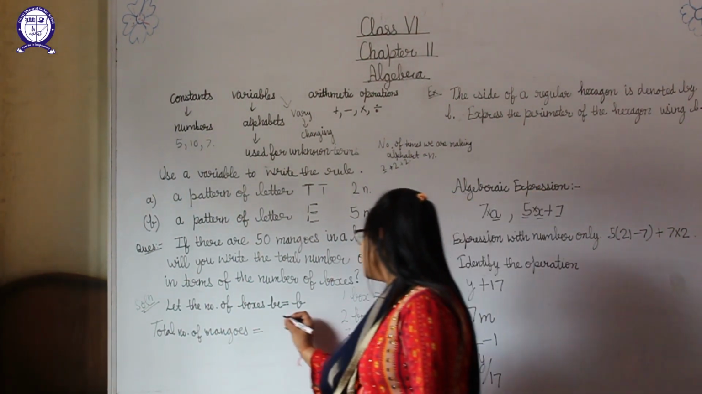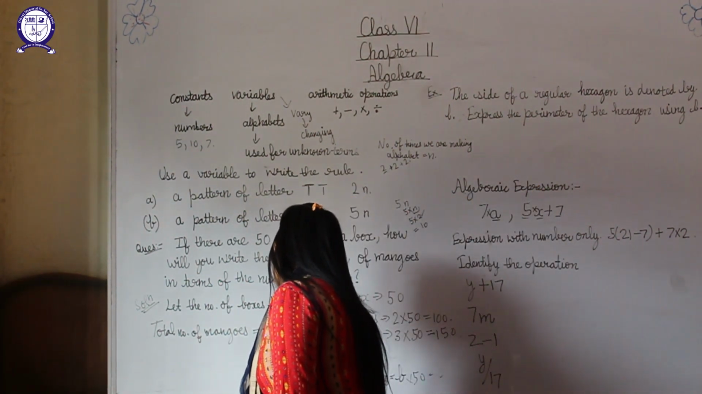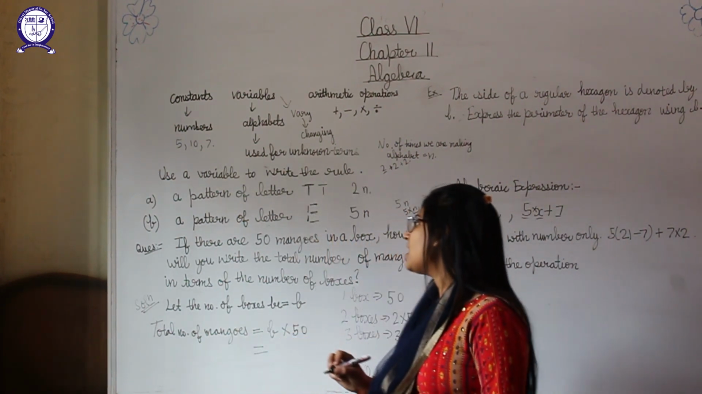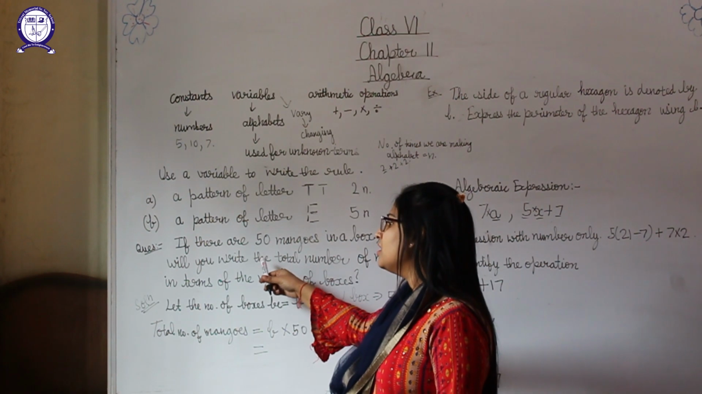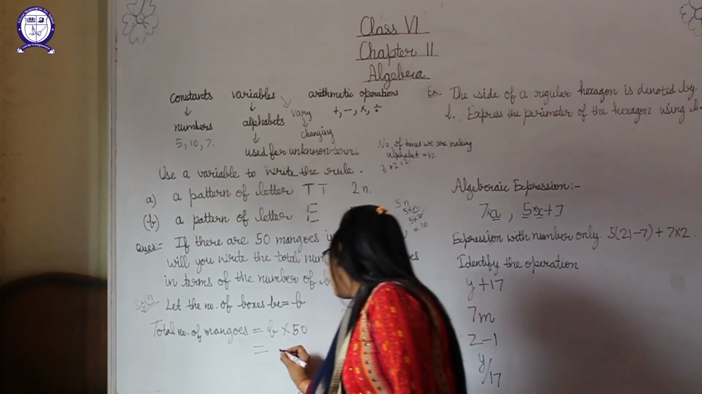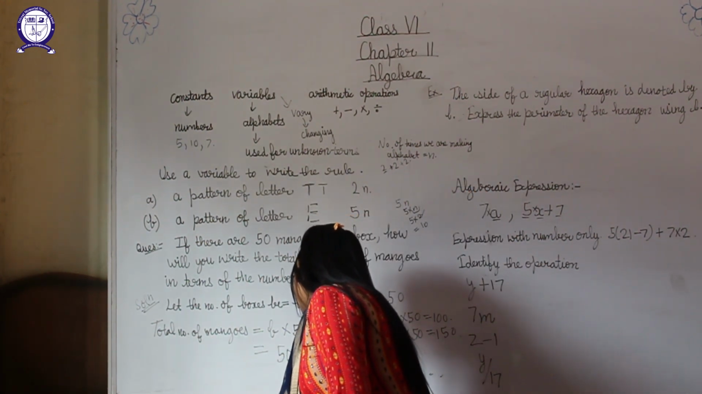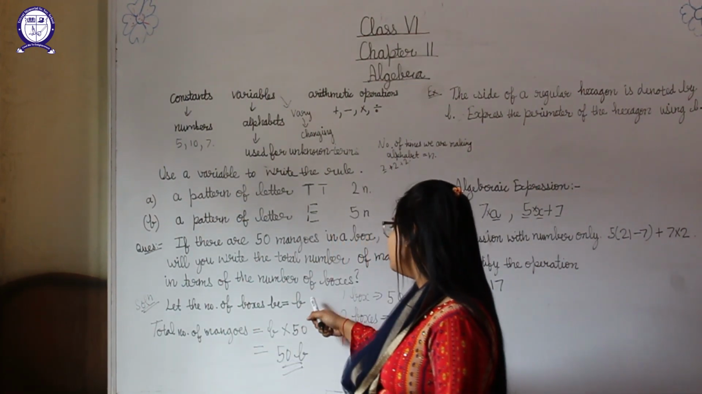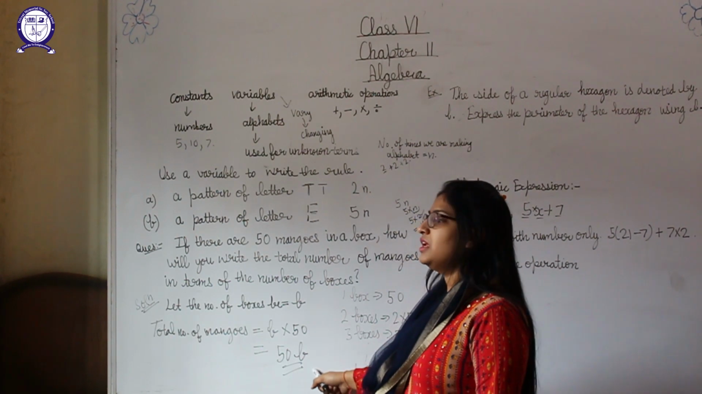So what will be the answer? 50 multiply B, or B multiply 50, will be the answer, because in one box there are 50 mangoes. So what will be the answer here? 50B will be the answer. Total number of mangoes in B boxes will be 50B.